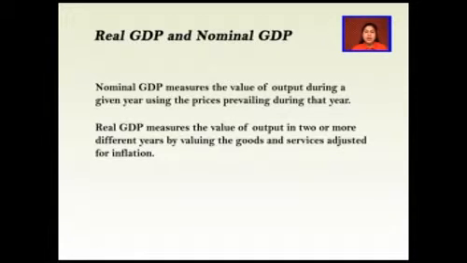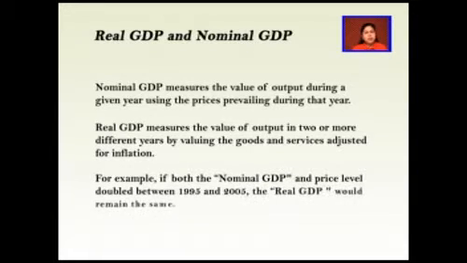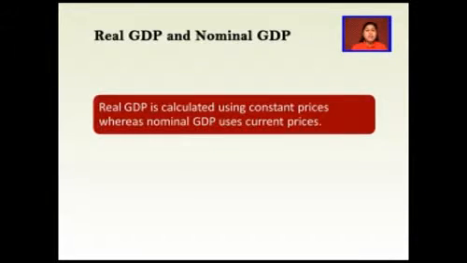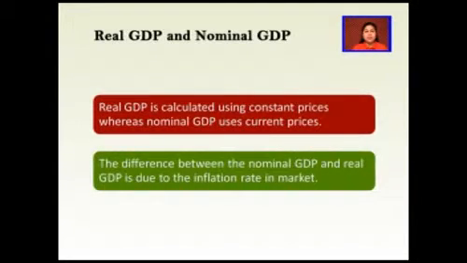Real GDP measures the value of output in two or more different years by valuing the goods and services adjusted for inflation. For example, if both the nominal GDP and price level doubled between 1995 and 2005, the real GDP would remain the same. For year over year GDP growth, real GDP is usually used as it gives a more accurate view of the economy. Then, what is the relation between real GDP and nominal GDP? Real GDP is calculated using constant prices, whereas nominal GDP uses current prices. The difference between the nominal GDP and real GDP is due to the inflation rate in the market.